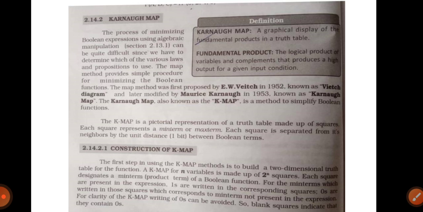The K-map is the pictorial representation of the truth table. Pictorial representation means a shortcut made up of squares. Each square represents a minterm or maxterm, and each square is separated from its neighbors by a distance of 1 bit between the Boolean terms.